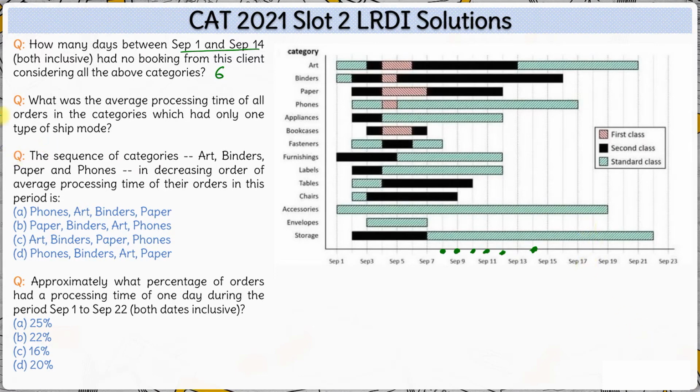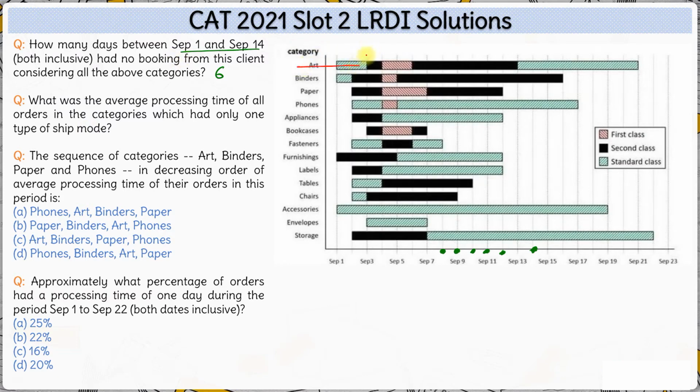Okay. Now coming to the next question. The next question here is what was the average processing time of all orders in the categories which had only one type of shipping mode? So let's look at how many categories are there which had only one type of shipping mode.